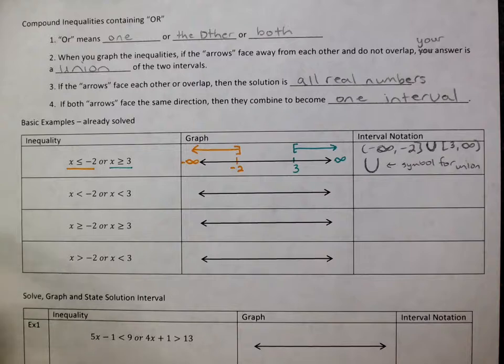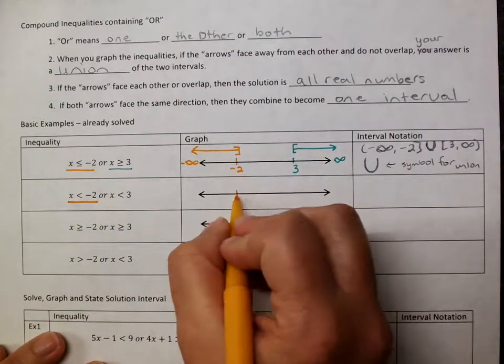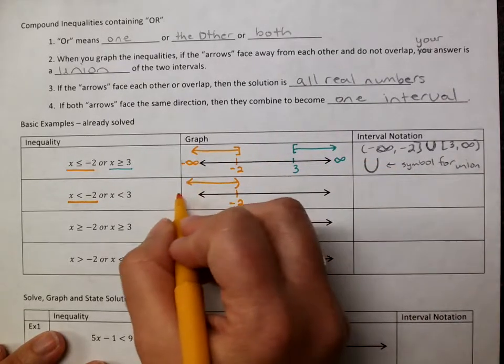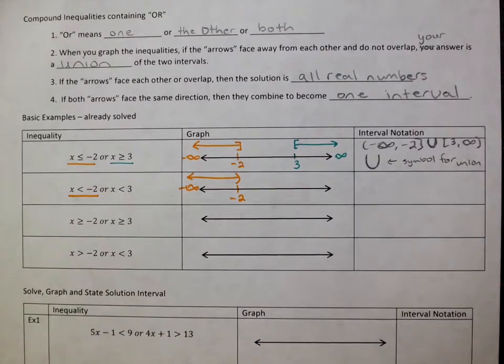Let's look at the second one. We have x is less than -2, so parentheses this time, or x is less than 3.